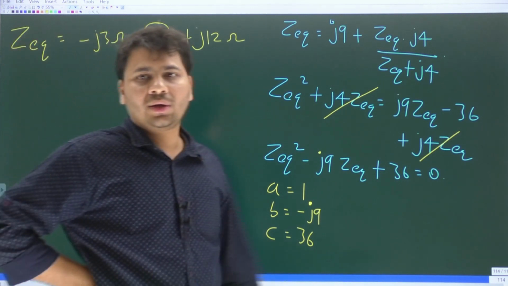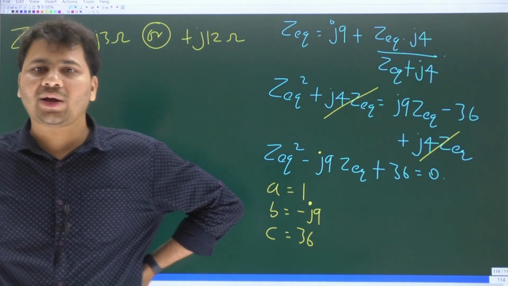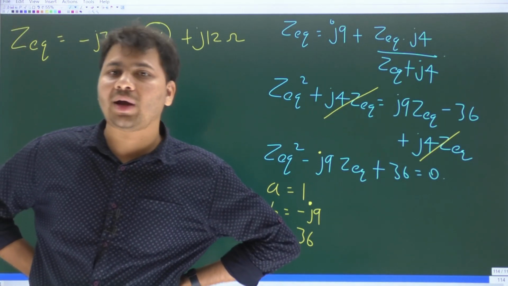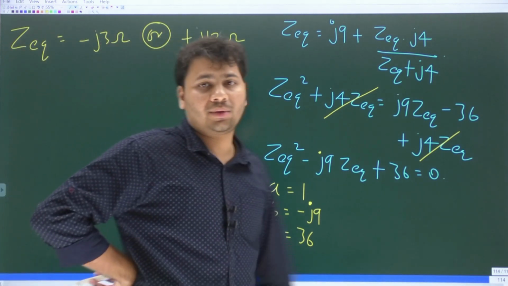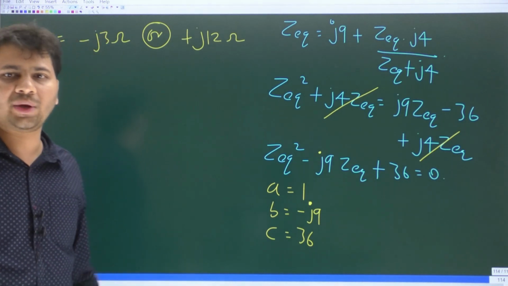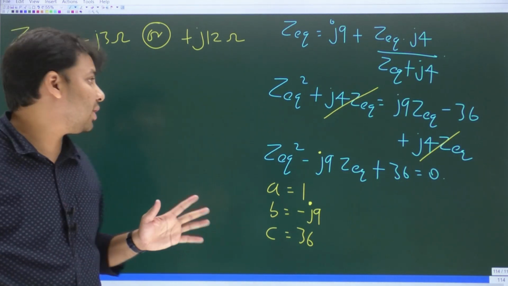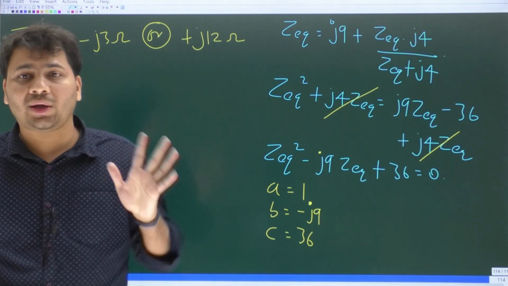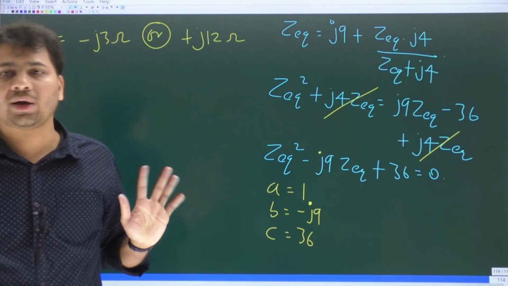Now the question is, which is the invalid root and which is the valid root? Tell me which is the invalid root, minus J3 ohms or plus J12? Minus J3, very good. Both minus J3 and plus J12 have real part 0. That means it's a purely reactive impedance, or the network is purely reactive. Purely reactive means it will be either purely capacitive or purely inductive.